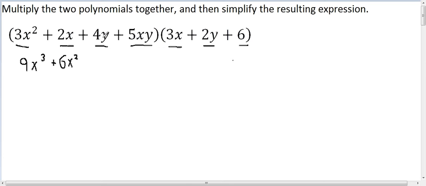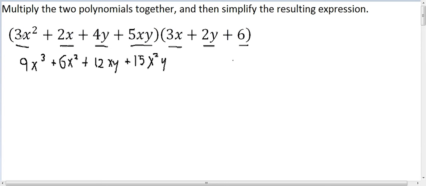Next, we're multiplying 3x by 2x, which is 6x squared. Next, we're multiplying 4y and 3x together, which gives us 12xy. And finally, we have 5xy multiplied by 3x. So this gives us 15x squared y.